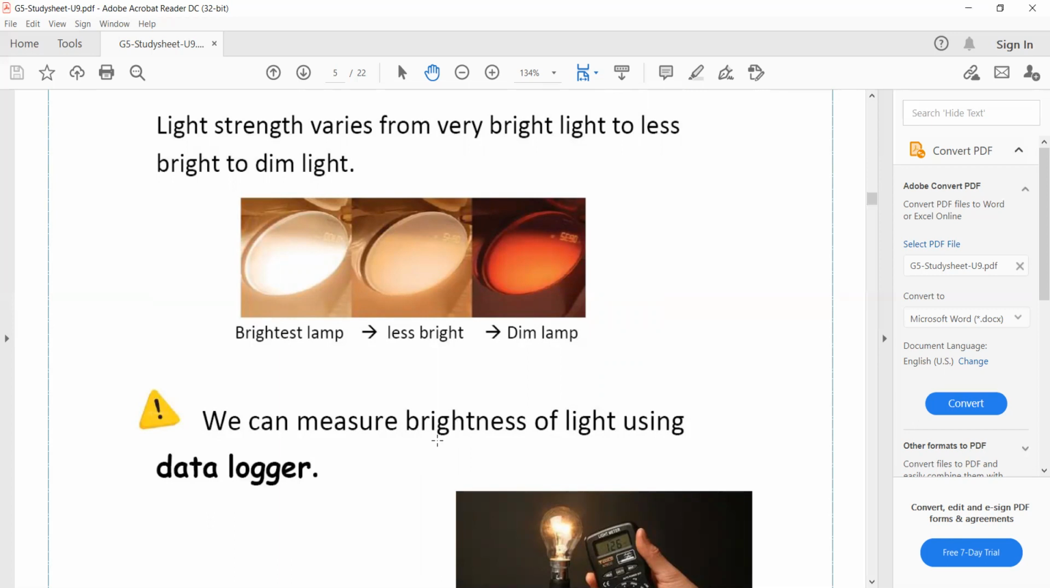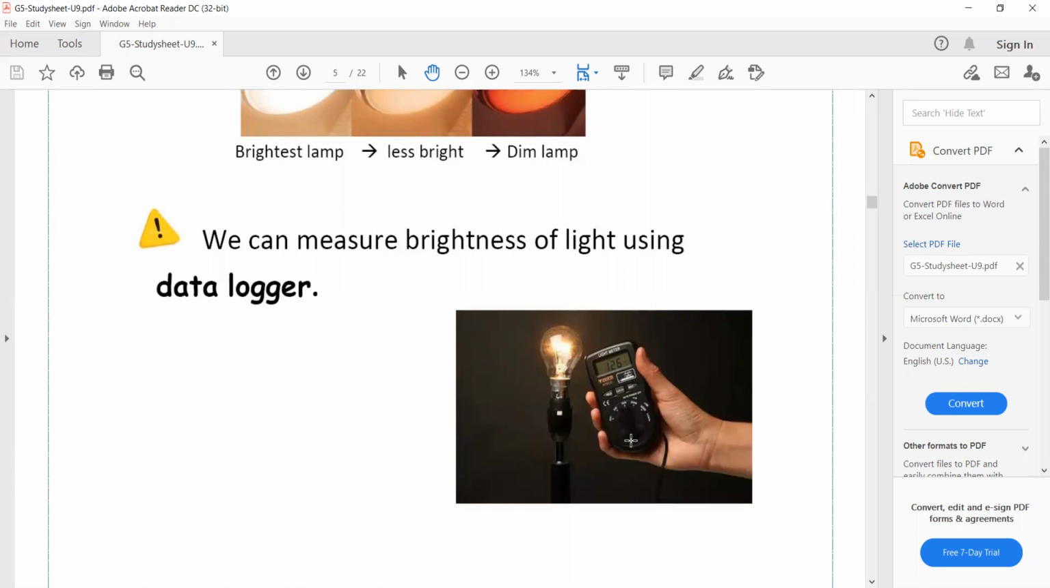How can we measure the brightness of the light? By using the data logger or by using the light meter. If you remember that from grade 3, the data logger and light meter measure the brightness of the light by a unit called the lux.